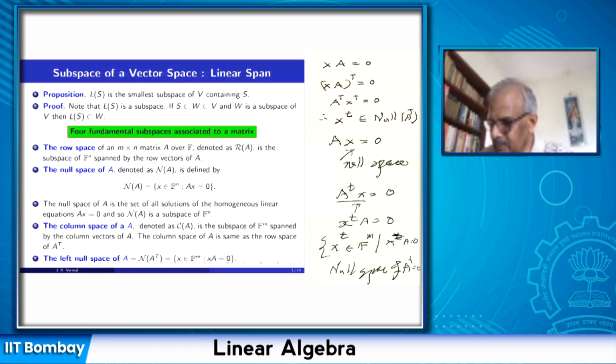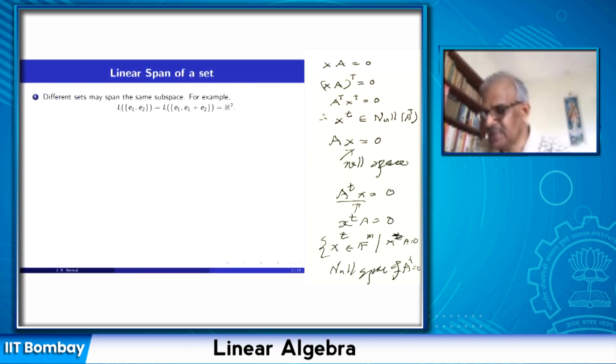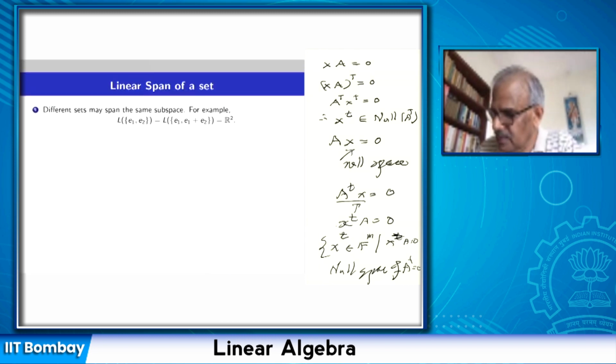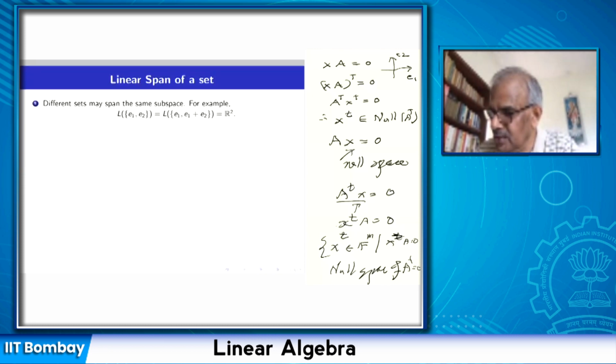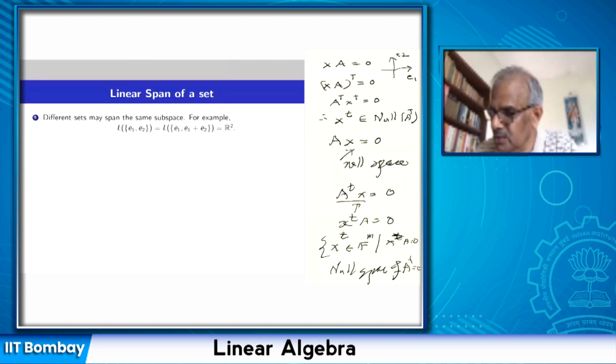Okay, linear span of a set. Different sets can span the same subspace. For example, if I look at the standard column vectors E1 and E2 in a two-dimensional space, they live inside R2. So here is E1 and here is E2. And if I take the linear span of E1 and E2, that is the whole space R2.